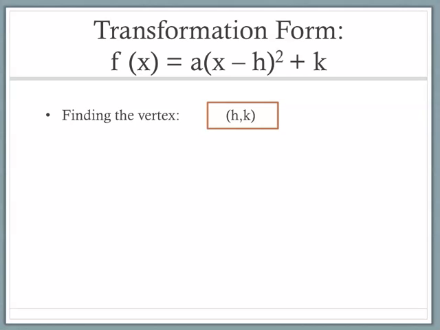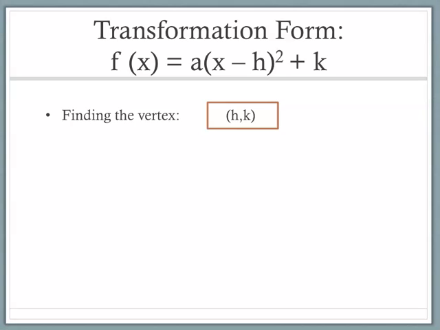Now note that in the form, you have a times (x minus h) squared plus k, and there's a minus in front of the h. This means that if you have x minus 3, h is equal to 3. If you have x plus 4, that means h is equal to negative 4. So the one thing that you have to remember is that the h is going to be kind of the opposite of what you see, although it is in fact simply x minus h in the form.